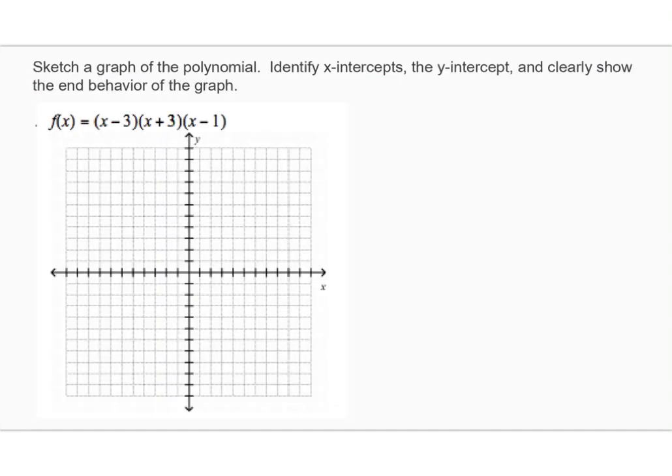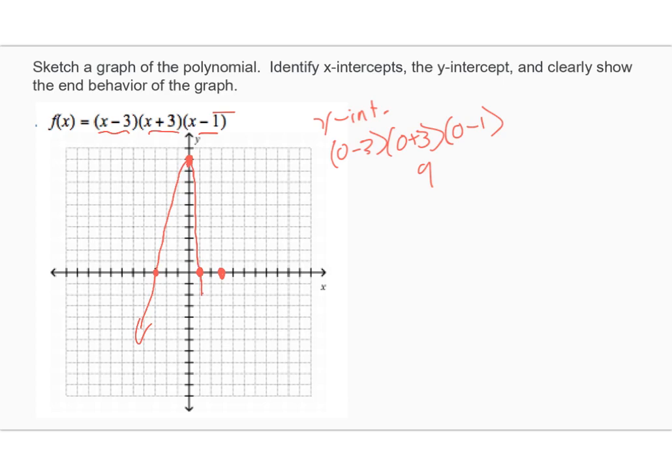Same thing. We're going to identify 3 different x-intercepts at 3, at negative 3, and at positive 1. The y-intercept is going to be at 0 minus 3 times 0 plus 3 times 0 minus 1, which is going to be 9. I want to say that should be like there. Okay, none of these have powers bigger than 1, so we're just going to do pass-throughs in all 3. I pass straight through, I pass straight through, and now I've got to go back up to hit this and just kind of keep going.